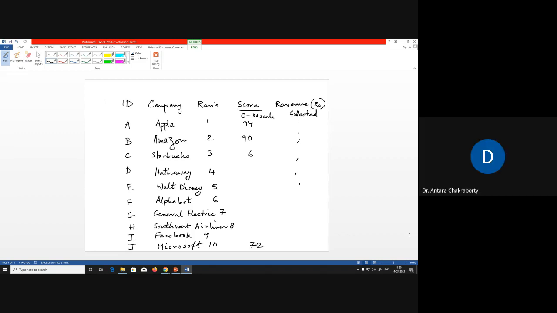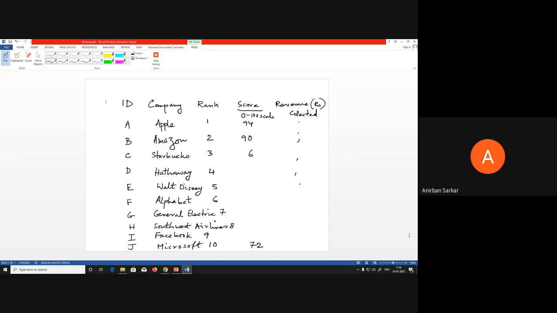But Sir, just omit this rank. Don't think that you have rank, score, and revenue here. Just think that you have two columns with you, ID and company. So just understanding that A is for Apple, J is for Microsoft, E is for Walt Disney. Can anyone tell me that you are in a position to tell that Apple is better than Amazon, Amazon is better than Starbucks, Starbucks is better than Hathaway? Can you tell? No, sir. No.